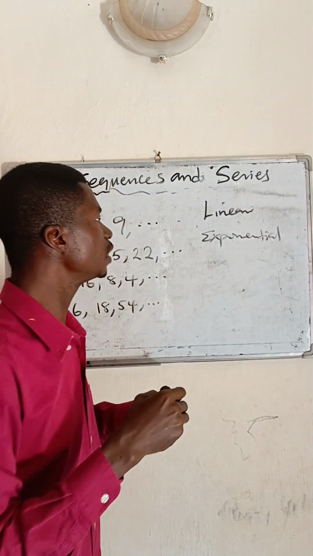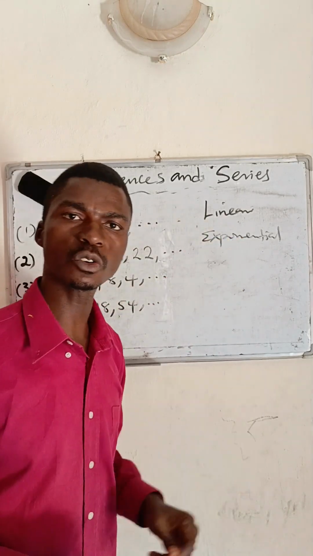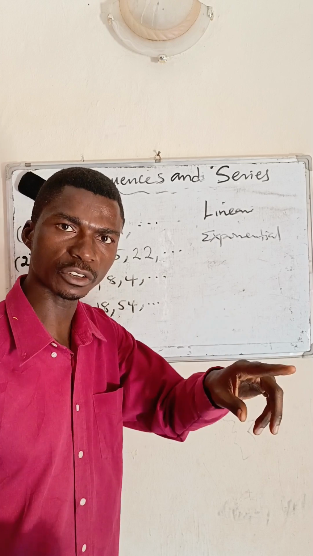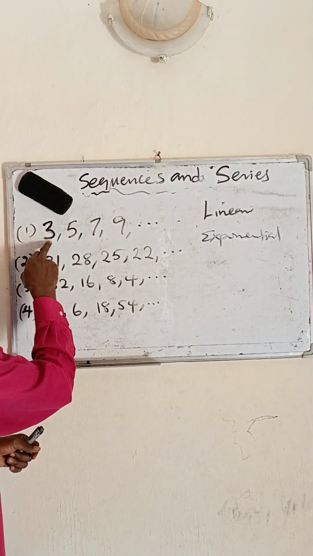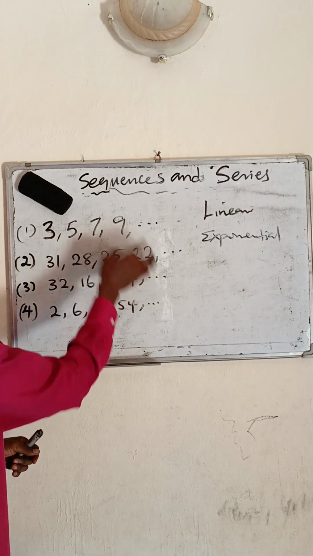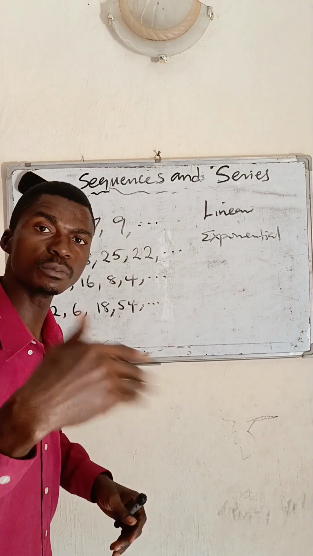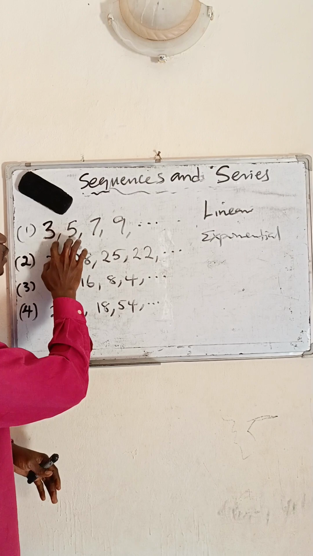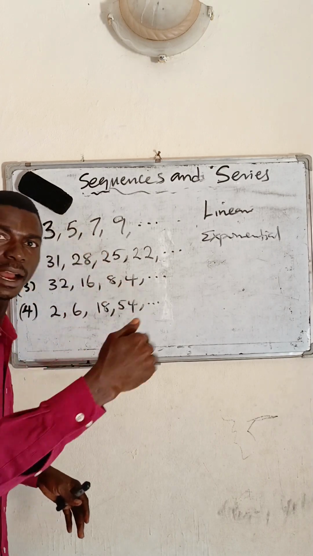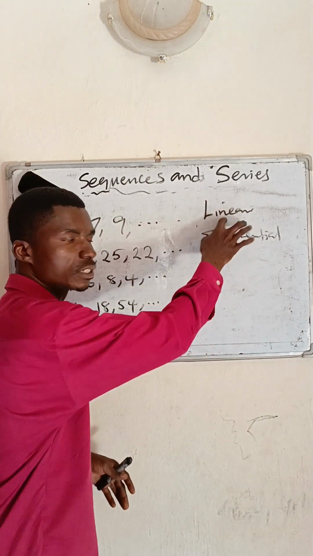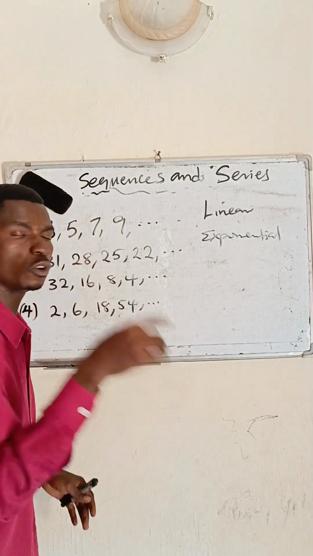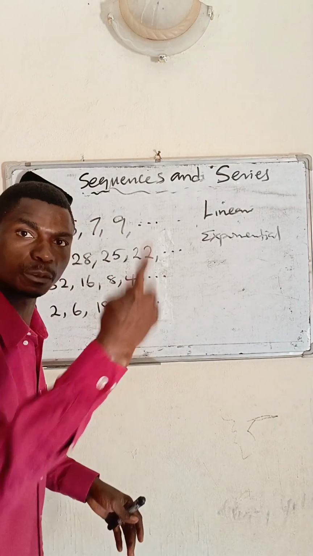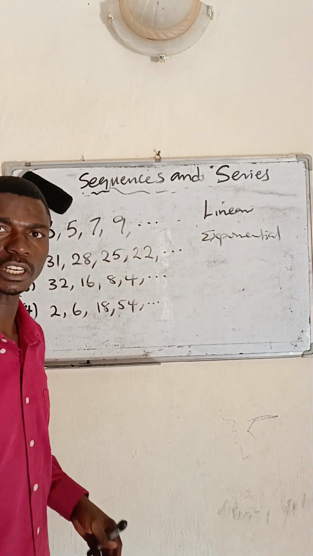Please note that this linear sequence is also called arithmetical progression, and this exponential sequence is called the geometrical progression. Follow me carefully. If you add or subtract to get the next one, let me just break it down in layman's understanding. If you notice that they got the next one either by addition or by subtraction, it is called the linear sequence. That is it. Now, if you observe that they got the next one by division or multiplication, it is exponential sequence. That's simple.